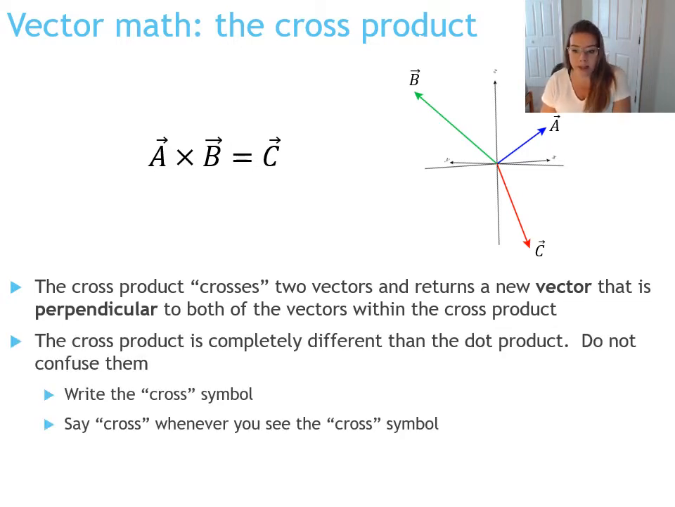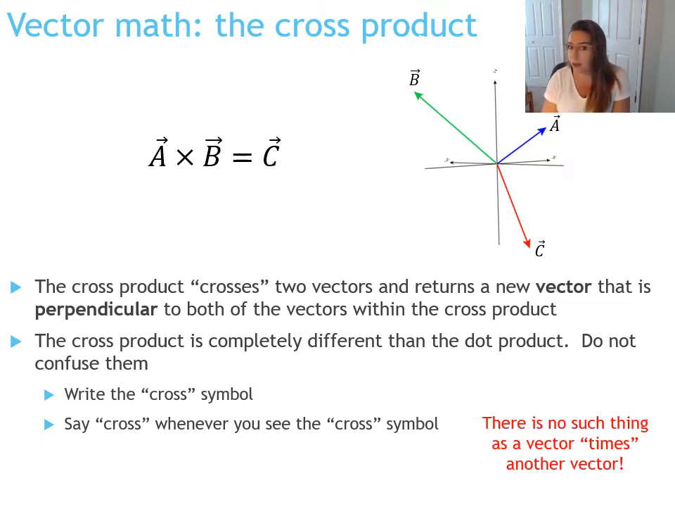So this cross product, this vector math operation, is completely different than the dot product. Please don't confuse these two operations. I know that they look like multiplication, but in vector math, there is no such thing as just multiplication. There are vector operations, and one of them is the dot product, one of them is the cross product. And it's easy to confuse them with scalar multiplication when you have a cross or a dot. In regular scalar math, those things mean the same thing. In vector math, those two symbols do not mean the same thing.